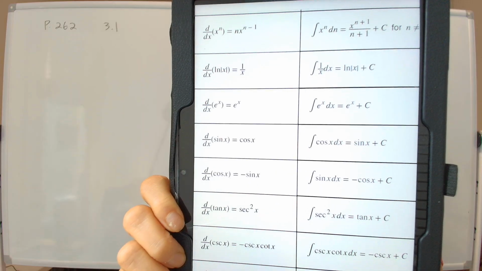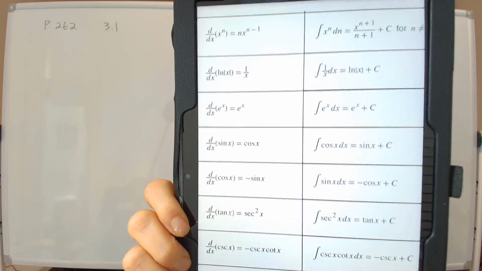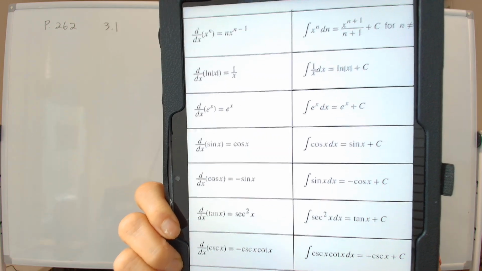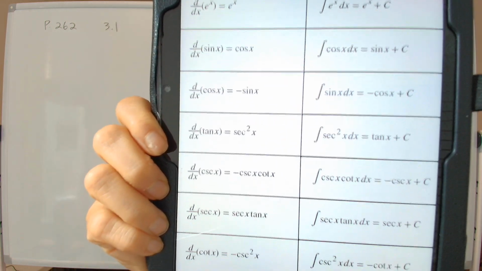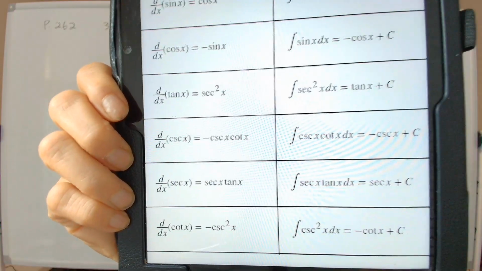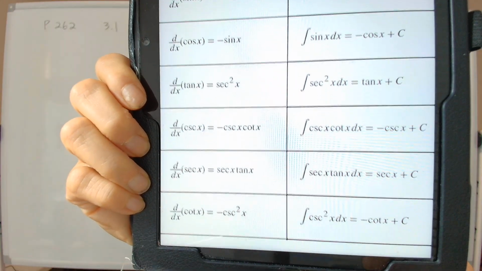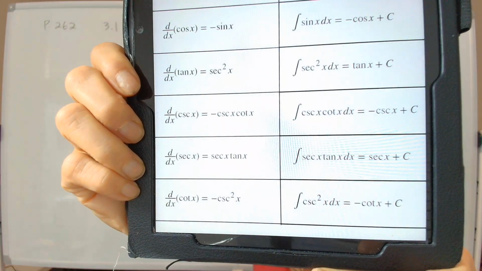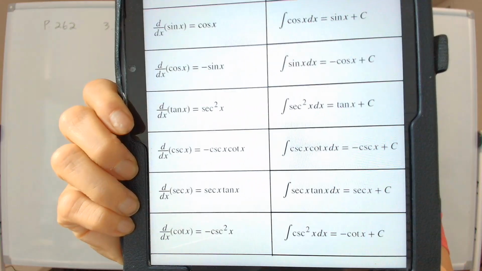Similarly, the derivative of natural log is 1 over x, and then, of course, the integral of 1 over x is natural log. And so on. The derivative of e^x is just e^x. Okay, the derivative of sine is cosine, the derivative of cosine is negative sine, the derivative of tangent is secant squared, the derivative of cosecant is negative cosecant cotangent, the derivative of secant is secant tangent, and the derivative of cotangent is negative cosecant squared.